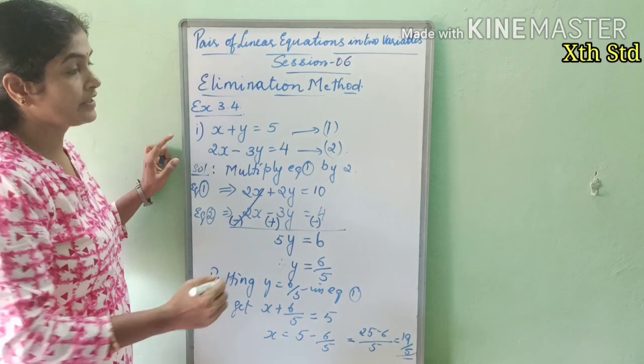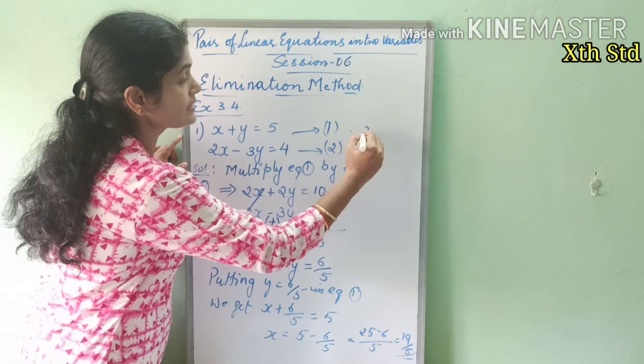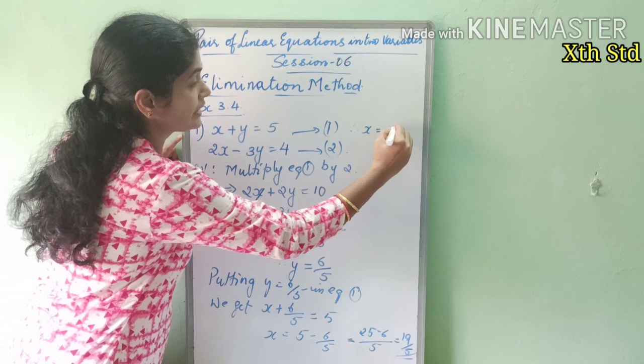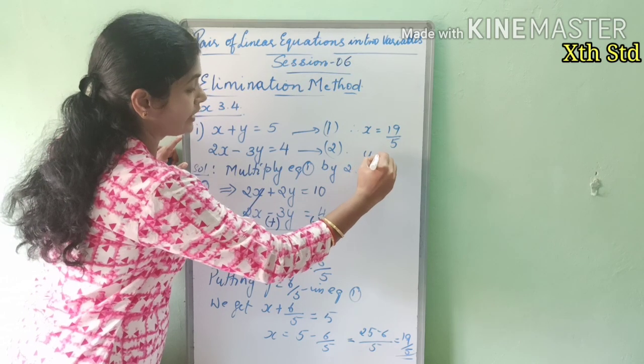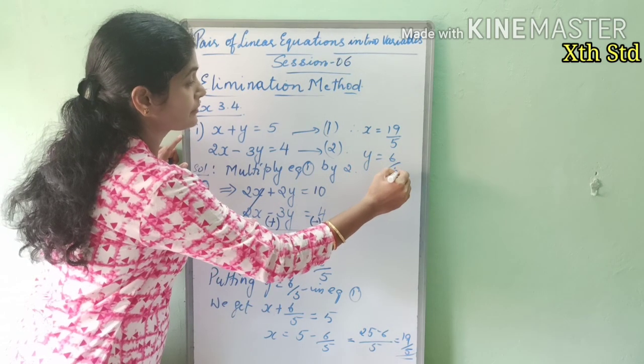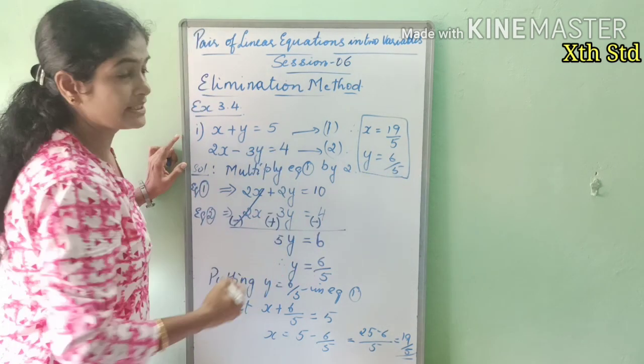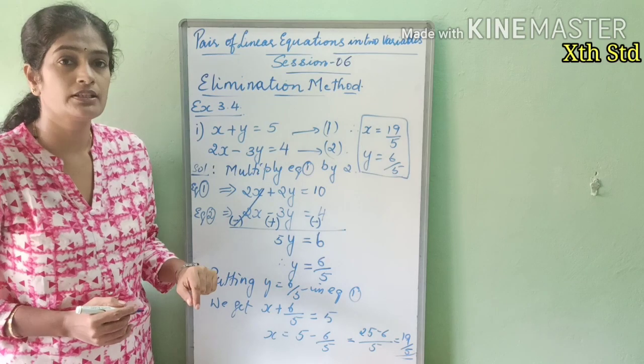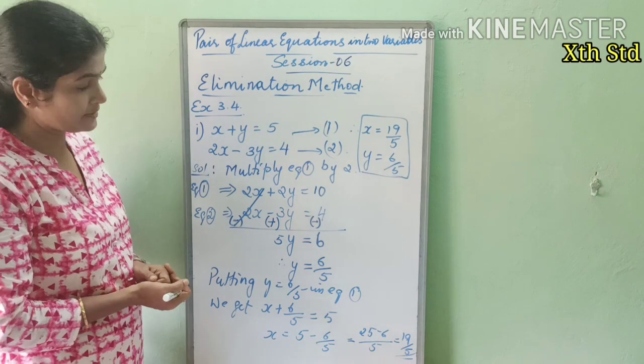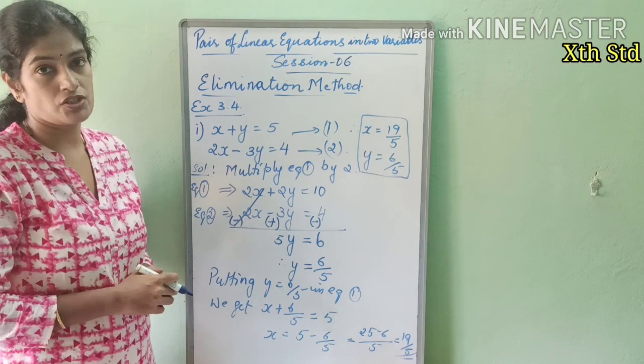Therefore, what are the values of the variables? That is, x is 19 by 5 and y is 6 by 5. These are the solutions for this particular pair of linear equations. Okay. This is the elimination method.